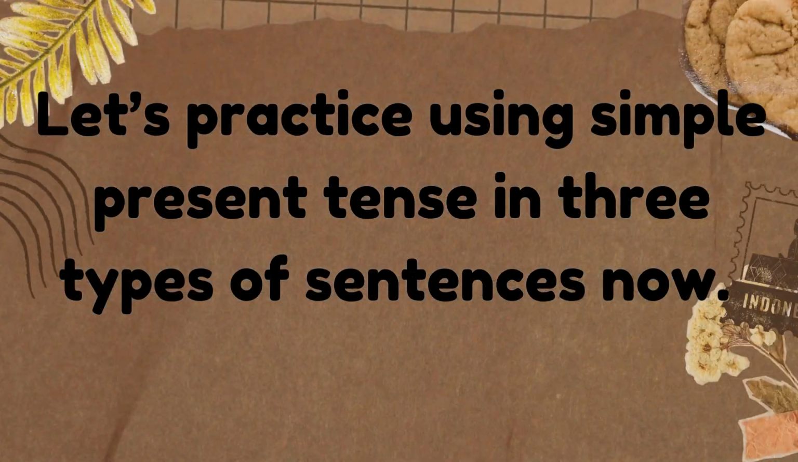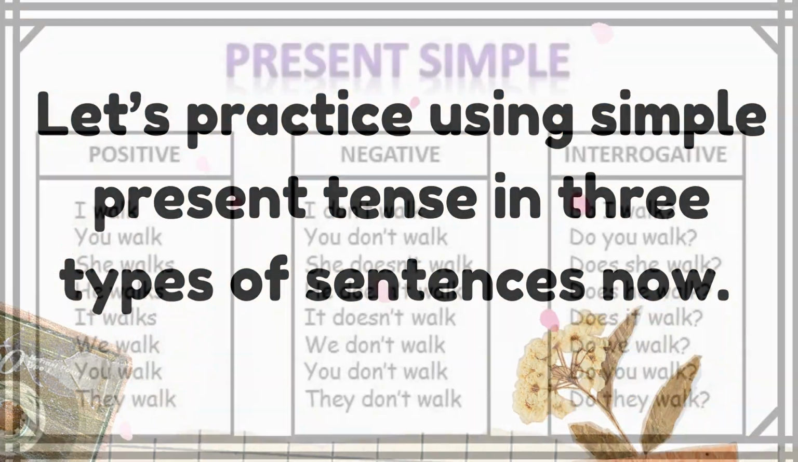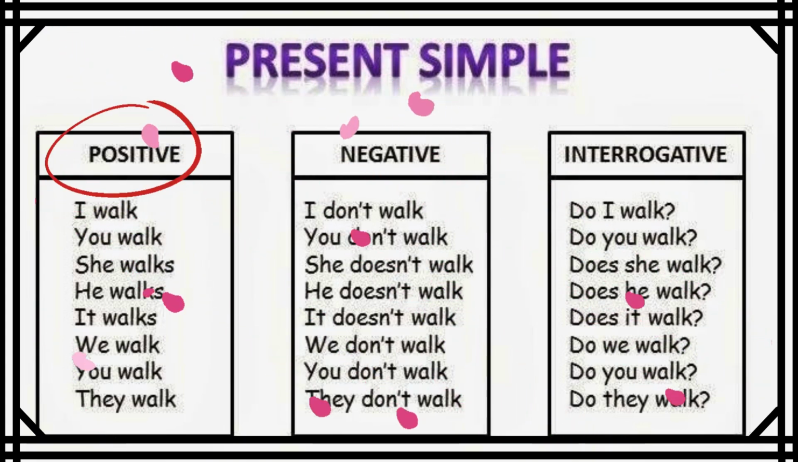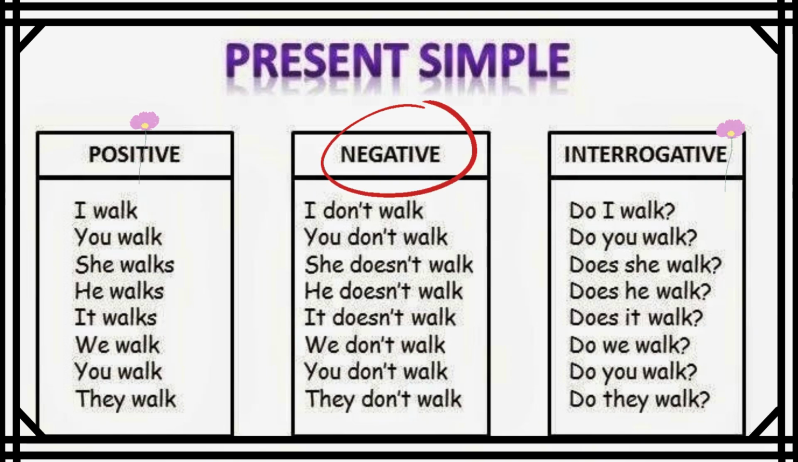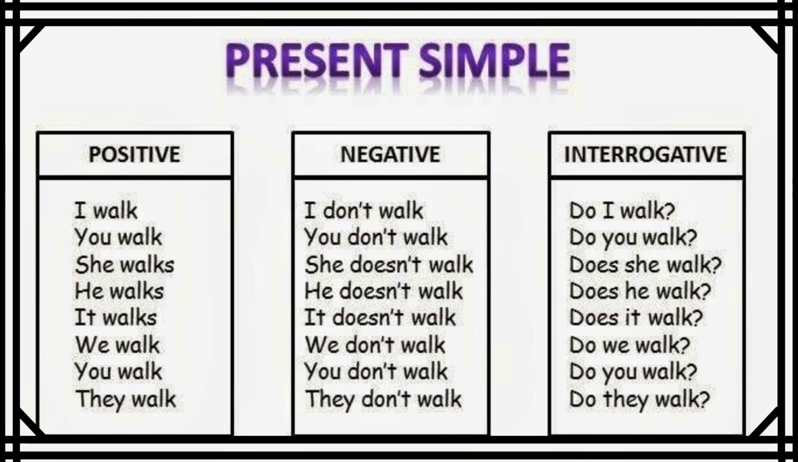Let's practice using simple present tense in 3 types of sentences now. There are 3 types of sentences. First is positive, second is negative, and the third is interrogative. So how do we use simple present tense in all the 3 kinds of sentences? For example, the first one is positive. I walk. And when we make it negative, it becomes "I don't walk." And interrogative means you are asking a question.